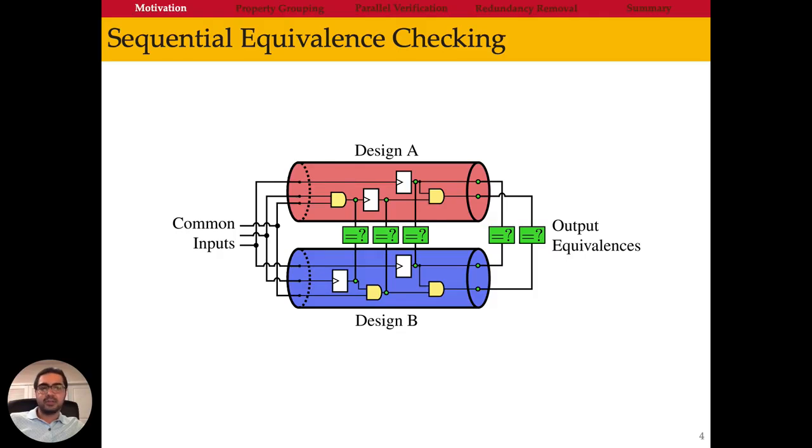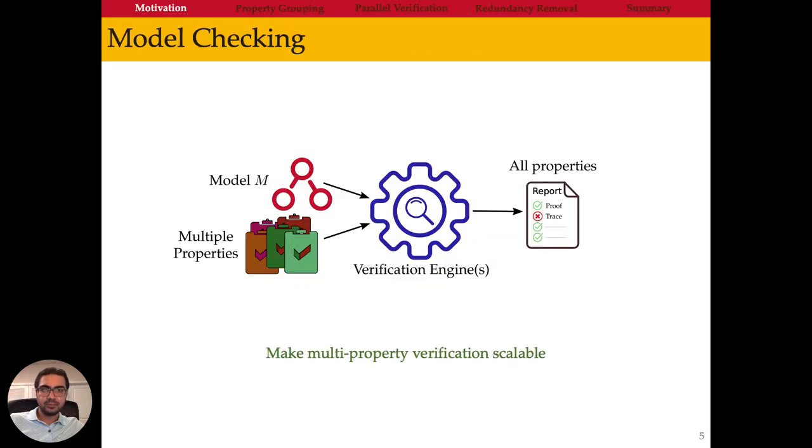Every such equivalence between the design nodes is a property, and proving the overall equivalence between the two designs often entails checking thousands or even millions of properties. The goal of our work is to speed up the verification of multiple property test benches by optimizing the orchestration of very large verification tasks.